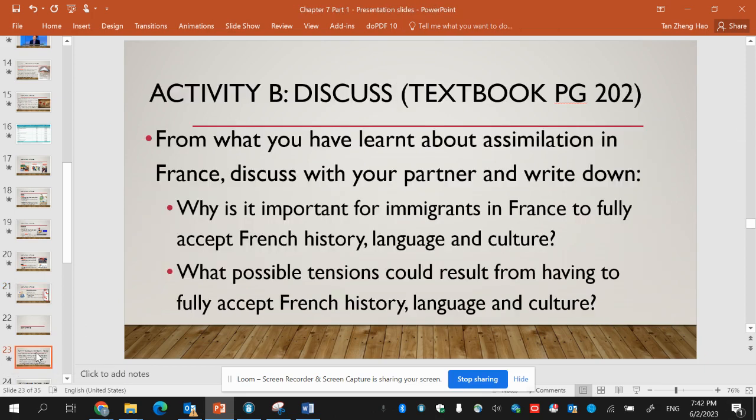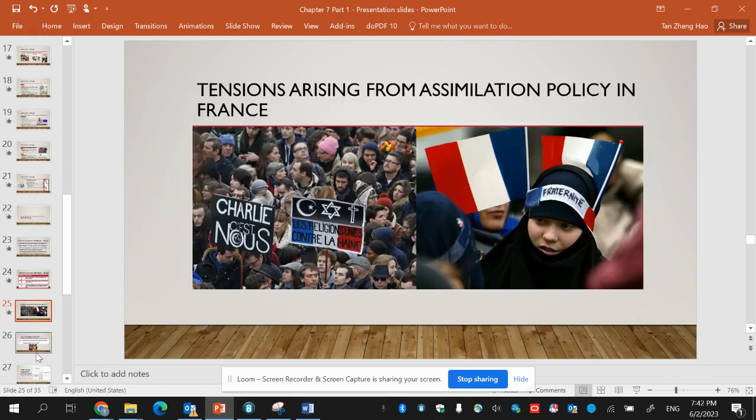Okay, so in the example that we discussed in class, unfortunately, in France a lot of people are not willing to 100% accept the French way of doing things. For example, here you can see there are many religious groups: the Muslims, the Jews, the Christians. They all love their religion and want to express themselves freely. You can see this madam here wearing a hijab and still wearing a France flag. She believes she is French, but she still wants to keep her identity as a Muslim and continue to wear her religious attire.